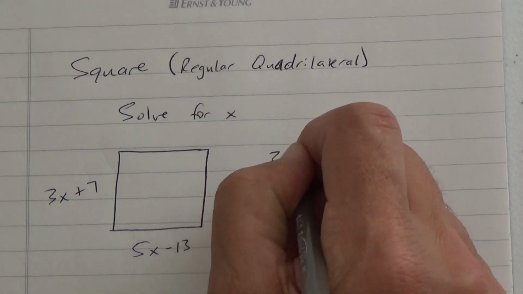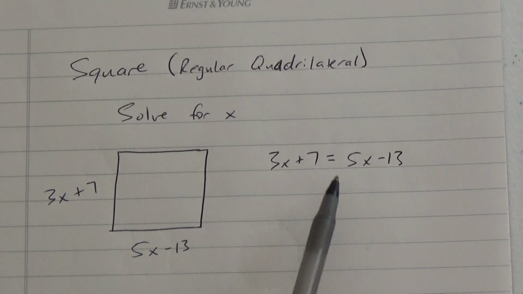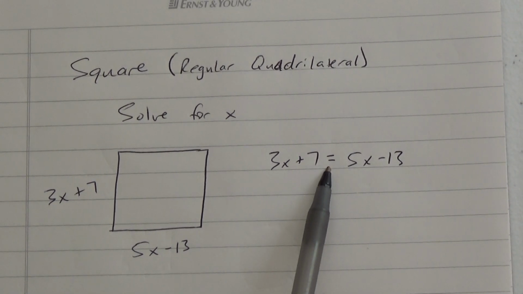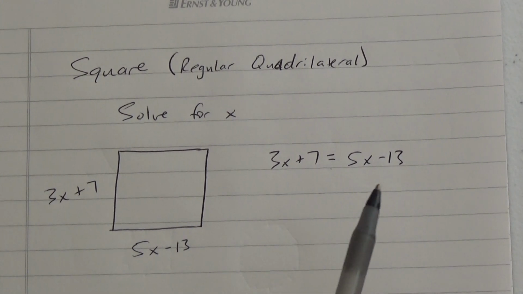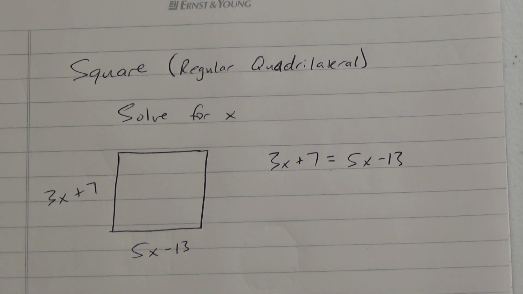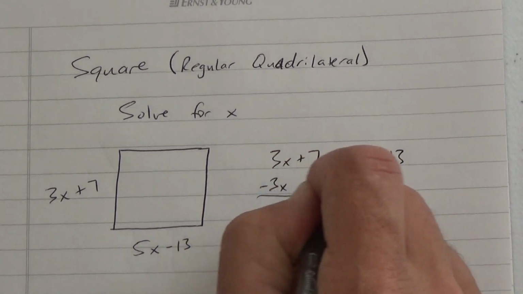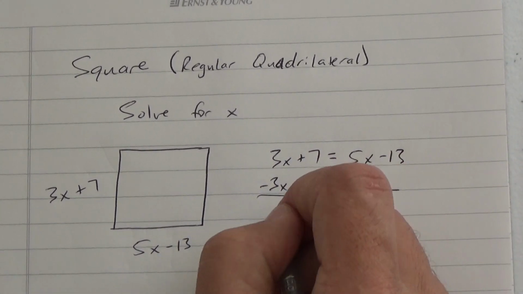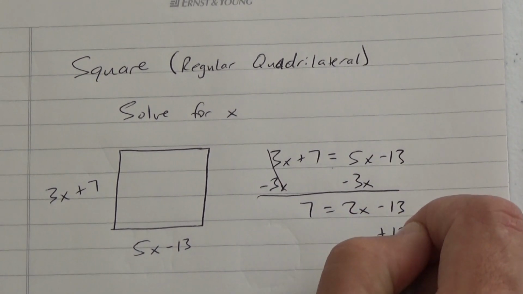So 3x plus 7 equals 5x minus 13. I get a lot of people who aren't sure, should I put a plus in here, should I put an equals in here? Remember, equal sides, that's what regular means, equal sides, equal angles. There are times where we're going to add the sides up. This is not one of them. We're going to subtract 3x from both sides. We get 2x. This cancels, I get my 7, I get my minus 13. I'm going to add 13.